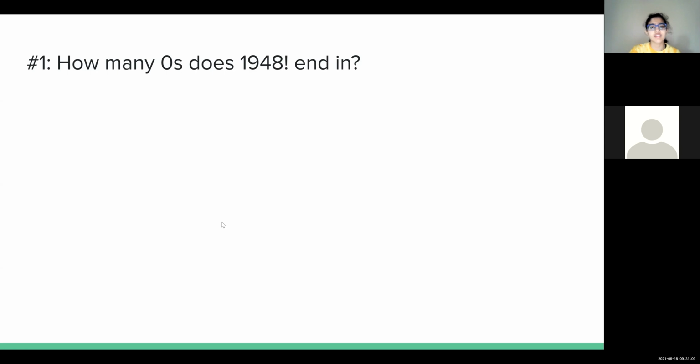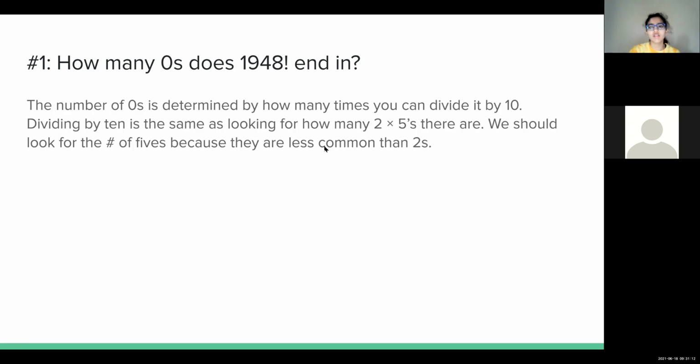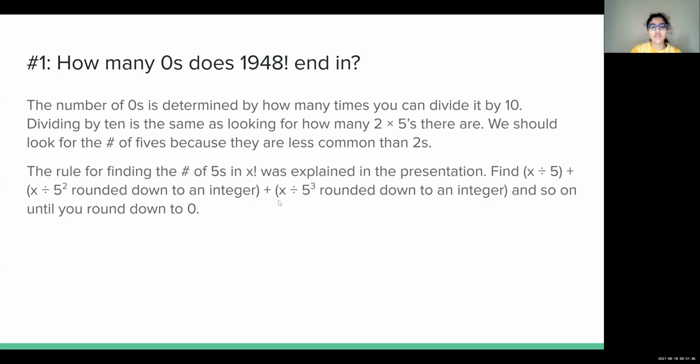Okay, so the number of zeros is determined by how many times you can divide it by 10. When you divide by 10, that's the same as dividing by 2 times 5. That's the same as looking for how many 2 times 5s there are. And we should be looking for the number of 5s because 5s are less common than 2s. So the rule for finding the number of 5s in x factorial was explained in the presentation previously.